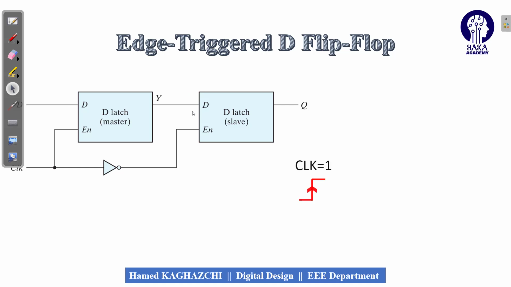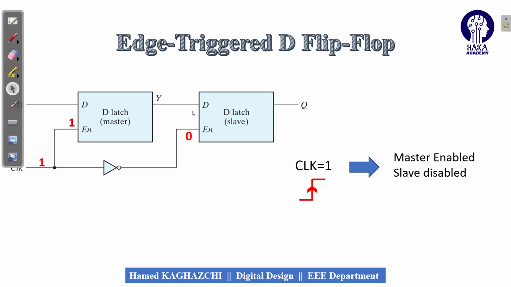Now we have the rising edge in the clock pulse. It means that CLK gets 1. When CLK gets 1, here you can see that the enable of the master D latch will be 1 and the enable of the slave D latch is equal to 0. Now this time the master is enabled, the slave is disabled.